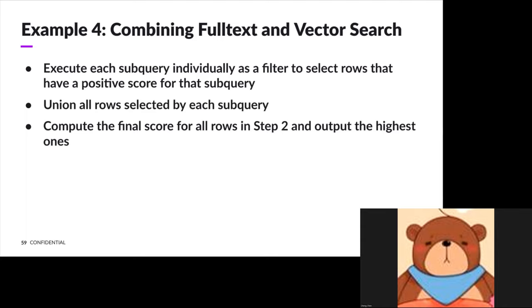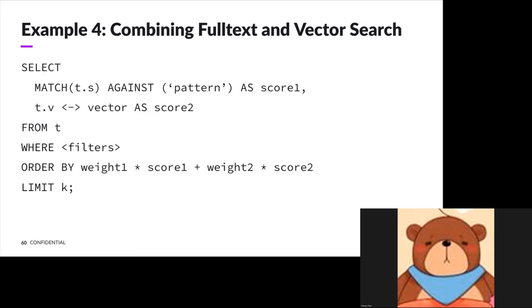The way Elasticsearch executes it is by executing each individual subquery separately as a filter to select rows that have a positive score for that subquery. For the ANN query, it has a positive score if it's top K. Otherwise, it's not going to select it. It then unions all the rows selected by each subquery, computes the final score for all the rows output in step two, and outputs the highest ones. Again, this is just the semantics from Elasticsearch. There might be other ways to combine vector search with full text, but this is just one way of doing that. I'm just showing that we can do the semantics in SQL.